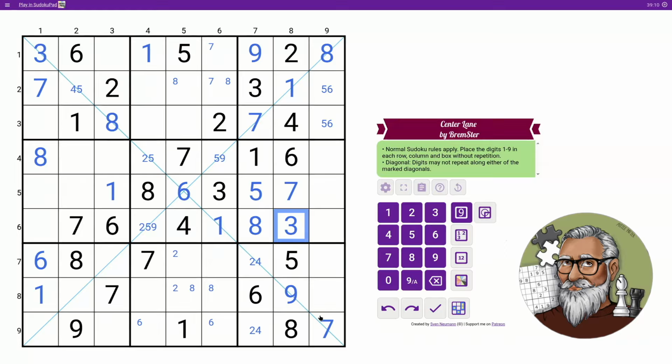Right. So where is 9 in box number 8? It's not in rows 8 and 9. One of these has to be a 9.